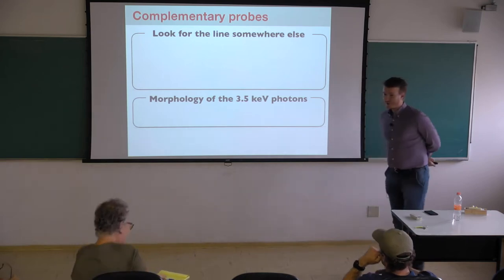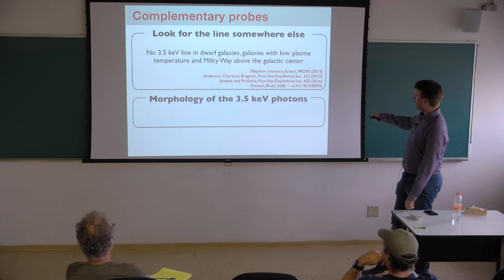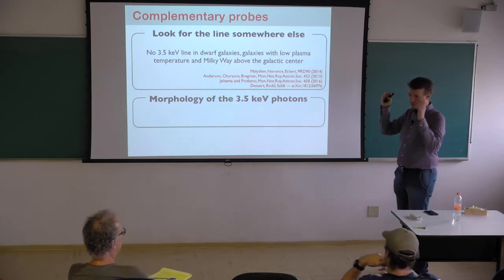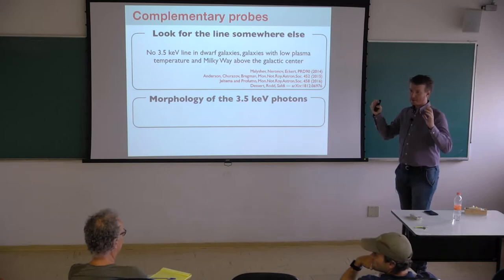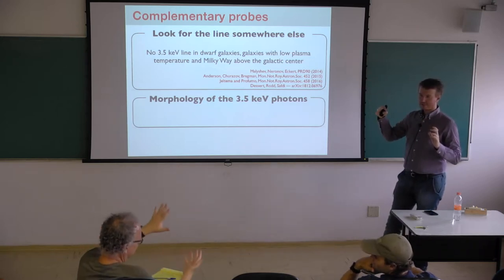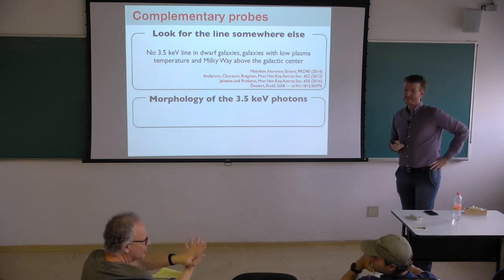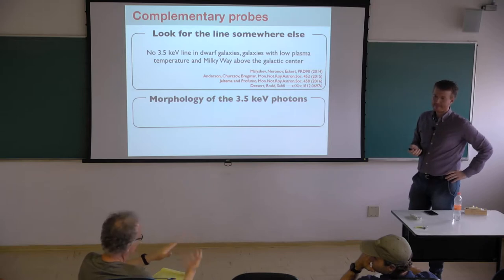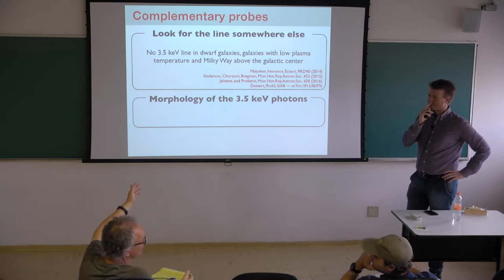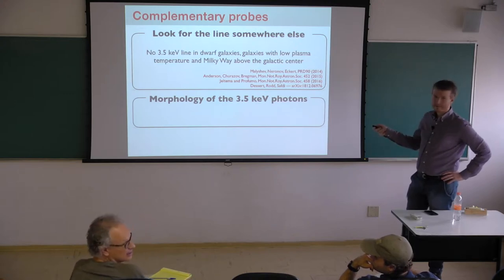So look for the line somewhere else. Here is a list of references. People tried to look for the line in dwarf galaxies. Stacking dwarf galaxies? Stacking means you have different galaxies with different spectra, right? And you just put one on top of the other and you get more data, more signal. That's what people have done with clusters as well to find this 3.5 keV line. Yes, you just add the spectra.